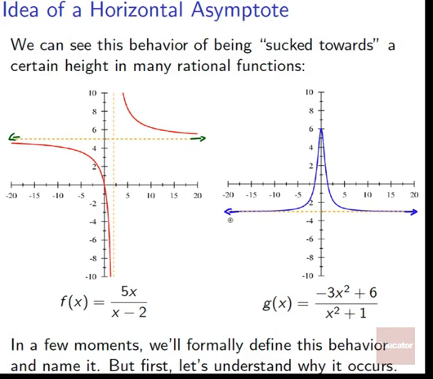Just like we had with vertical asymptotes where it never quite touches the asymptote, with the horizontal asymptote, it will not quite actually get to there. It's going to get very, very close to it, and we'll see that as we explore why this is occurring in just a few moments. So we'll formally define this behavior in a little bit, and we'll name it a horizontal asymptote. But first, let's understand why it occurs. What's actually making this happen?